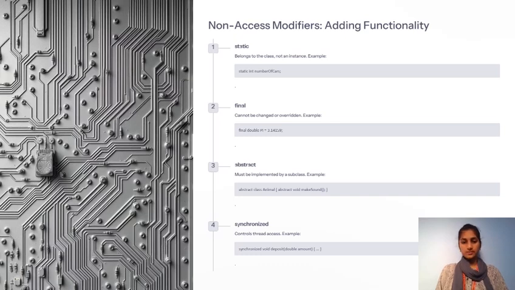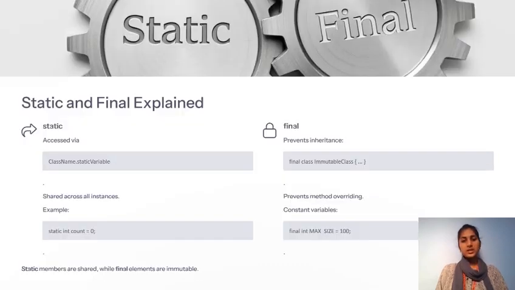Double amount. Here are static and final explained. Static means accessed via the class name, and final means prevents inheritance. Class name dot static variables are shared across all instances. Example, static int count equals 0. Static members are shared, while final elements are immutable. Final class prevents inheritance, an immutable class. Final method prevents method overriding. Constant variables: final int MAX_SIZE equals 100. We give MAX_SIZE equals 100, so we can work with only 100.